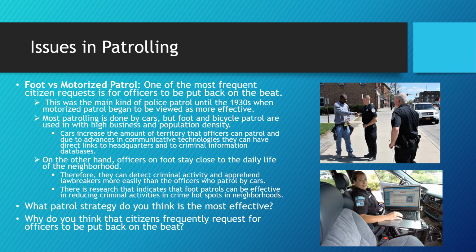Foot versus motorized patrol. One of the most frequent requests from citizens is for officers to be put back on the beat. This is because this was the main kind of police patrol until the 1930s, when motorized patrol began to be viewed as more effective. Most patrolling is done by cars, but foot and bicycle patrol are used with high business and population density. Cars increase the amount of territory that officers can patrol, and due to the advances in communicative technologies, they can have direct links to headquarters and to criminal information databases.